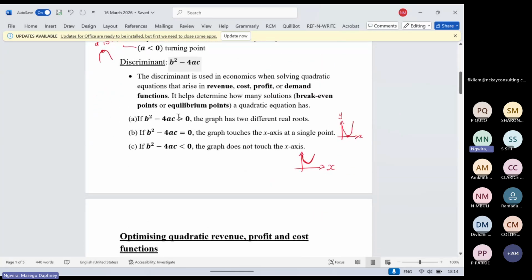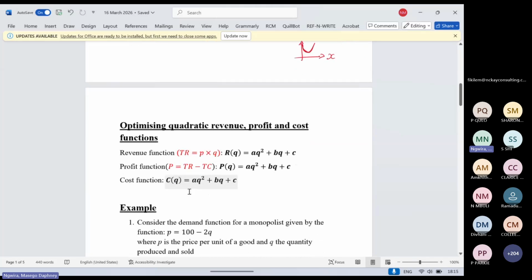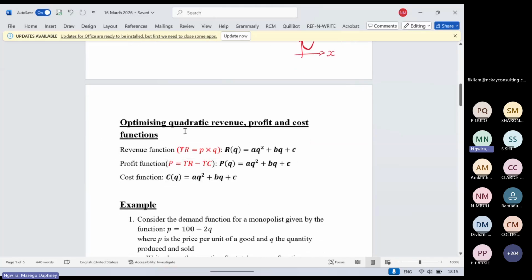And now I'm going to teach you this in economics. It's going to make sense here. So now we're going to optimize quadratic revenue, profit, and cost functions. The revenue function, we know it as TR equals P times Q. When we do it as a nonlinear quadratic function, it's aQ squared plus bQ plus c. So this is the function with respect to Q.